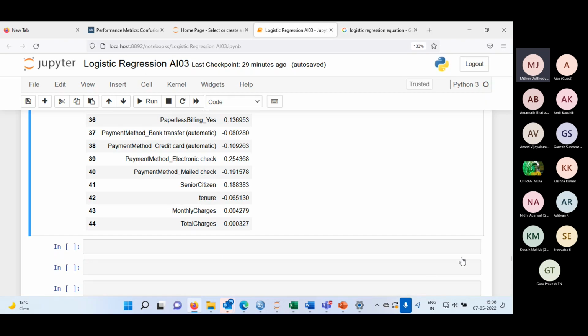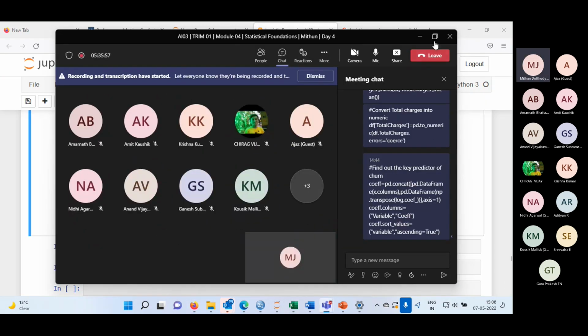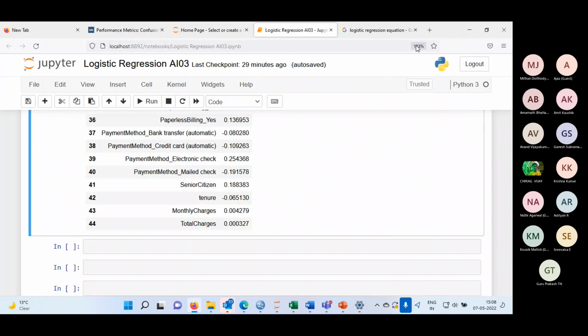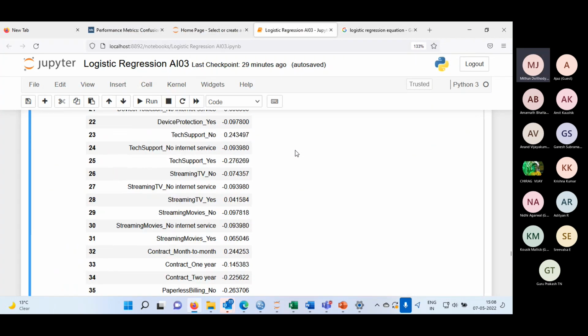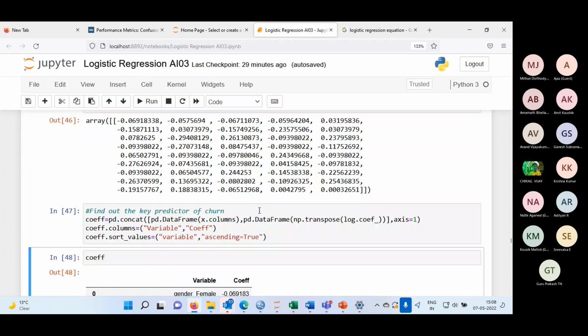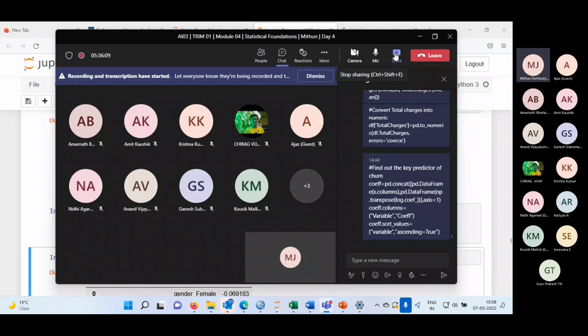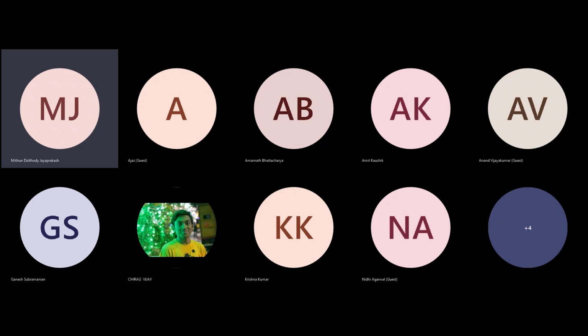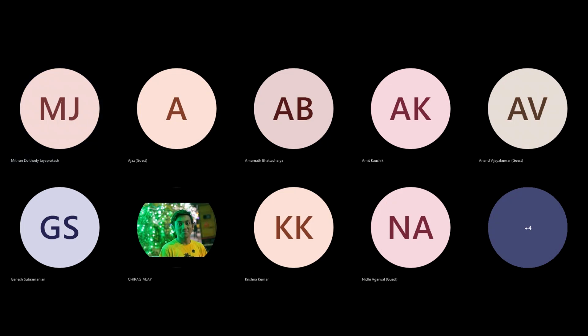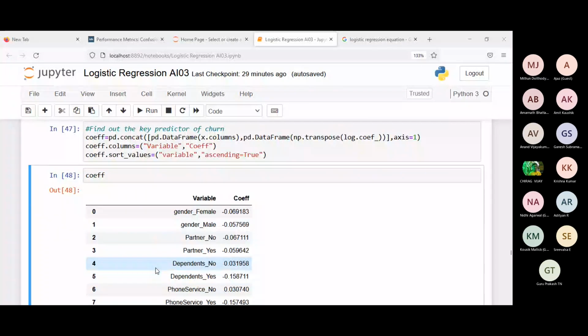Okay, let me just come here. What do you want? The code, is it? There's one person who's just copying the code. Just give me 1 second, please.